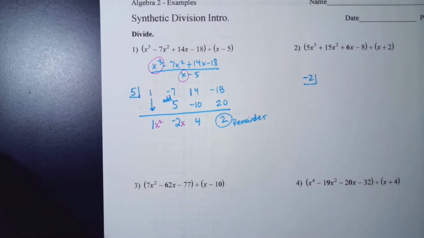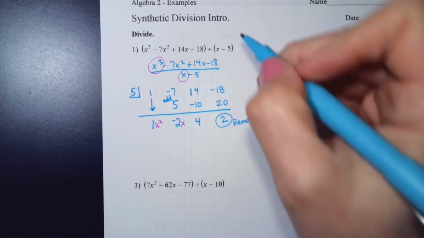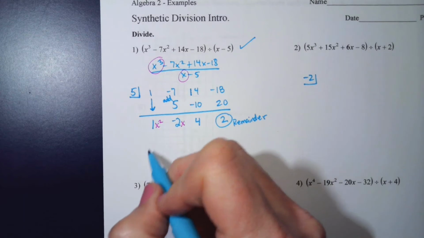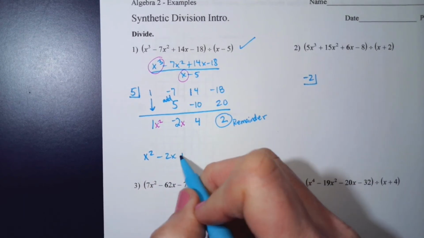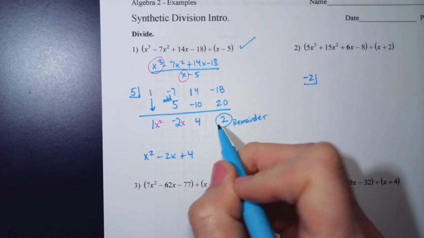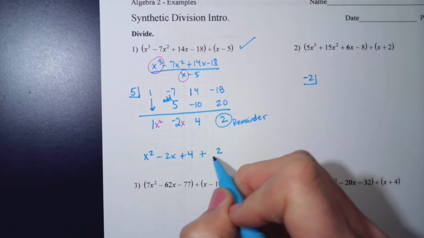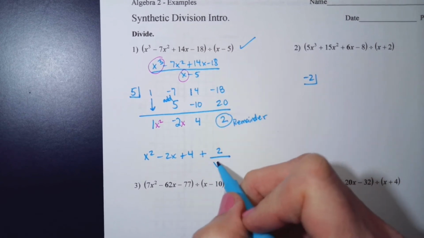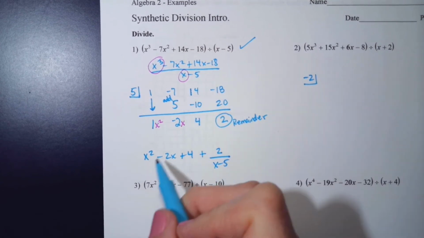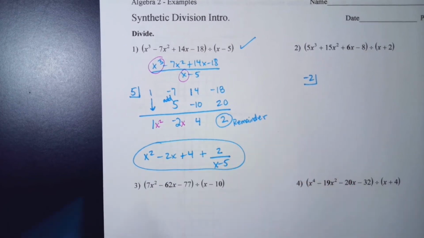So here's how we need to write our answer. The answer to this problem up here is 1x squared minus 2x plus 4. My remainder is positive, so I'm going to say plus 2 over, what was I dividing by? x minus 5. And so that's it. And there is your answer.